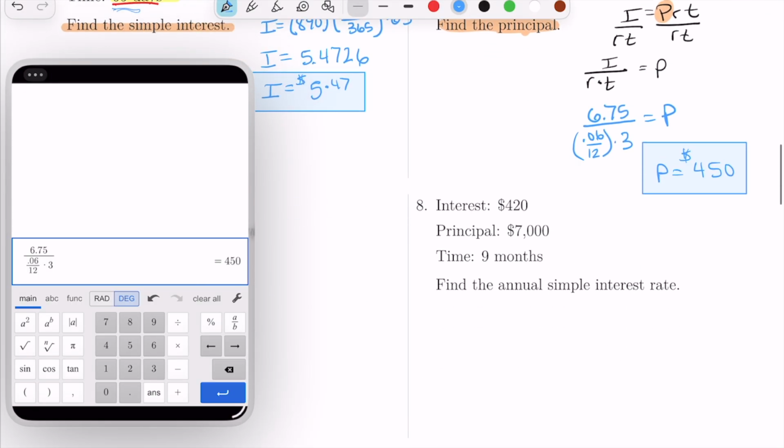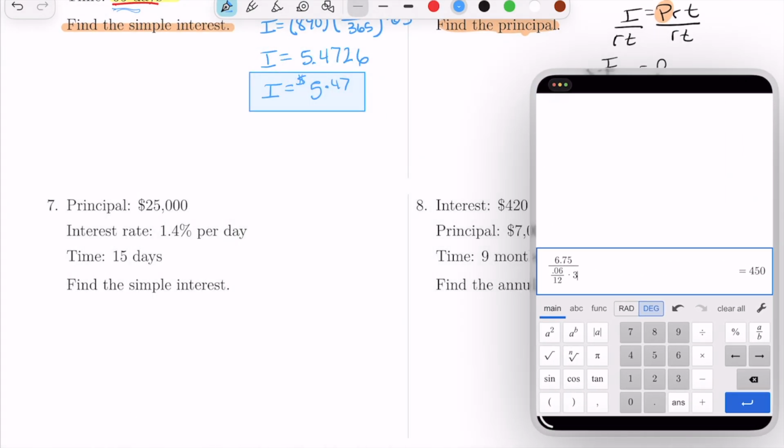All right, let's keep going. This time we're finding the simple interest, so good news. We don't have to adjust our formula at all. I equals PRT. If we're looking for simple interest, that's already solved. But the other nice thing about this, I don't know if you noticed it already, this is 1.4% per day for 15 days. These already match. We have a daily interest rate for 15 days. That means we're good. We can just substitute these numbers in just like they are.